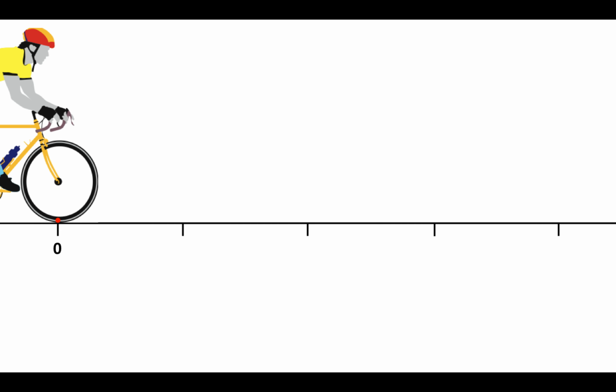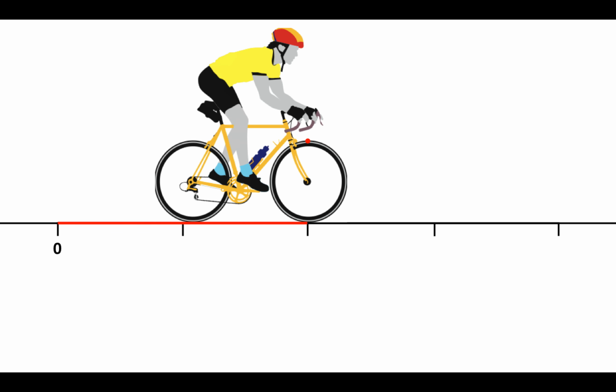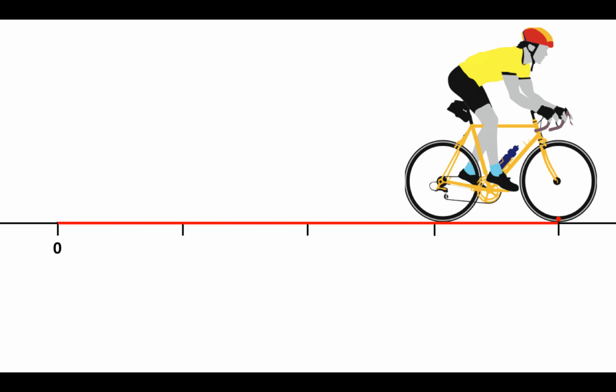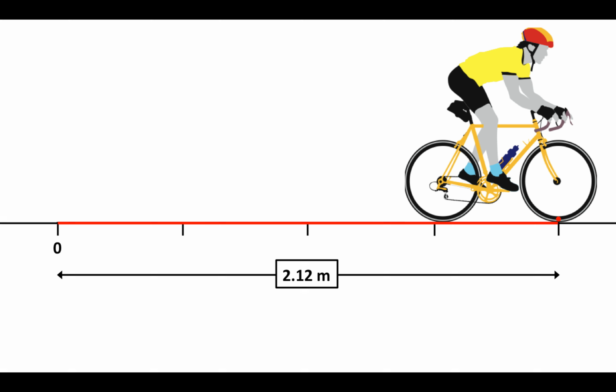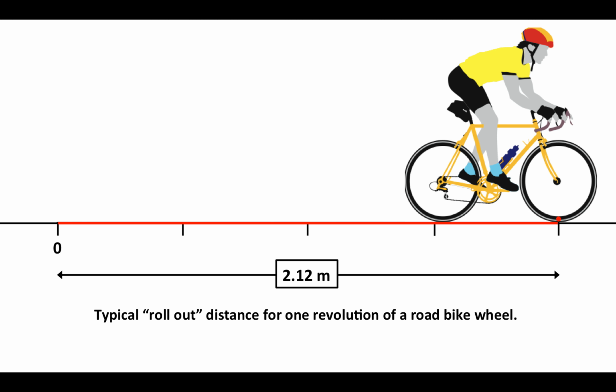Let's look again at this graphic you've seen before and see what happens to the wheel as the red dot on the front wheel rolls out one complete revolution. So this is our rollout distance for one revolution of the wheels, and that is, let's say, 2.12 meters. That would be a typical rollout distance for one revolution of a road bike wheel, and it's 2120 millimeters, and that is what I would program into my bicycle computer.